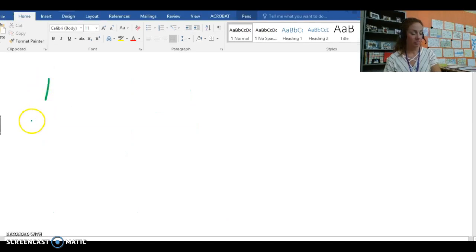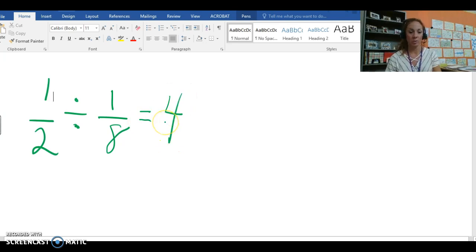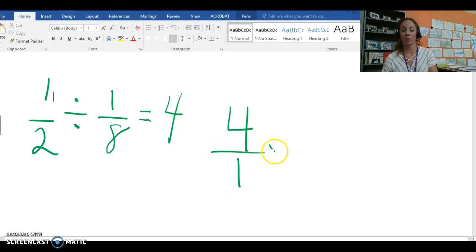Okay, so going back to this: 1/2 divided by 1/8 equals 4. Well, all you have to do is multiply your quotient times your divisor, and that will get you your original dividend, where you started in the first place. So what I mean by that is I'm going to take the quotient of 4, which technically is 4 over 1, 4 wholes, times 1/8.